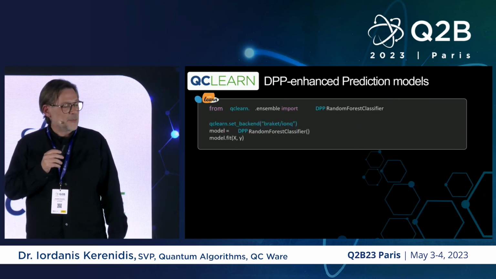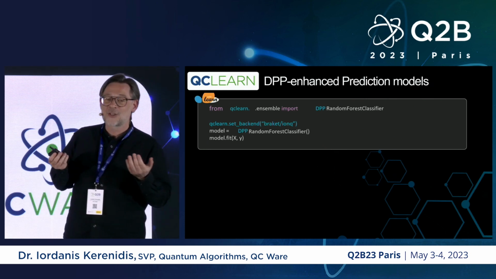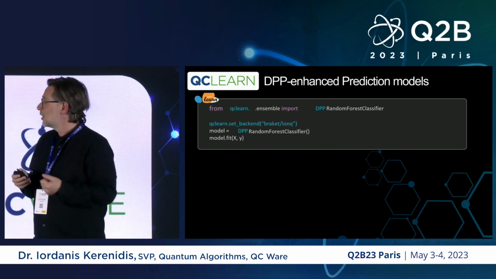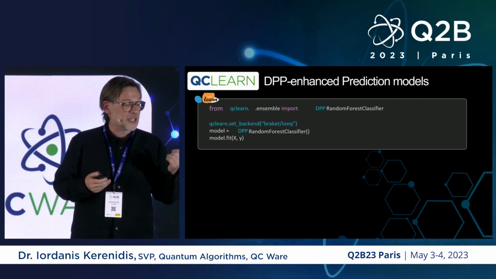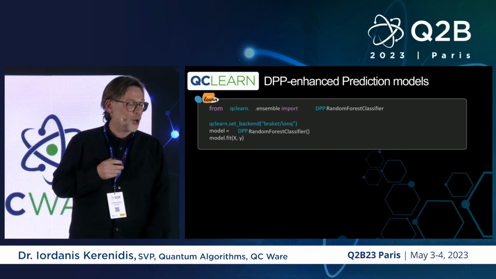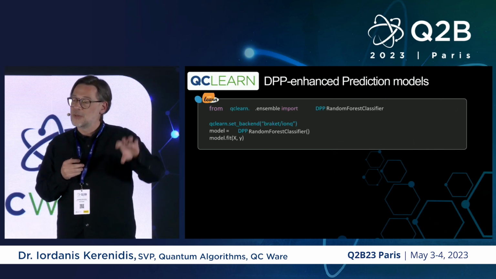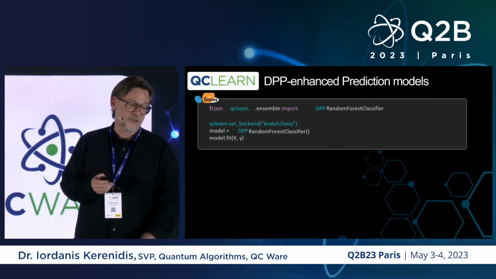Just to continue this example, if you now want to not use your GPUs but use your quantum computer, you just need to set your backend to be a quantum computer. Here, we're just using IonQ through Braket. Once you put this into your code, your DPP random forest algorithm will be able to use your quantum hardware to run part of this computation.